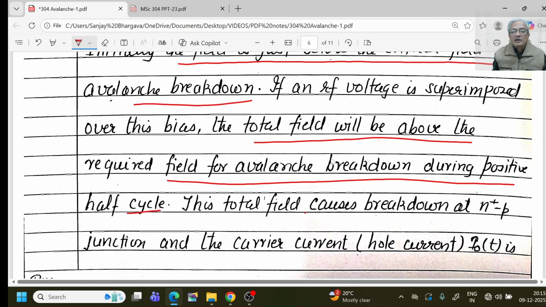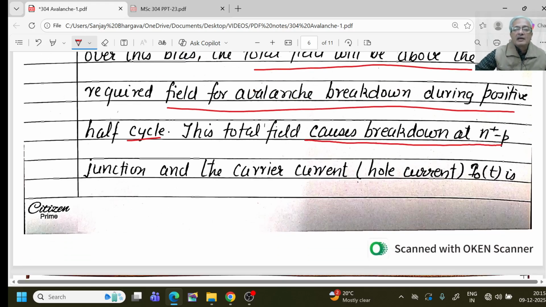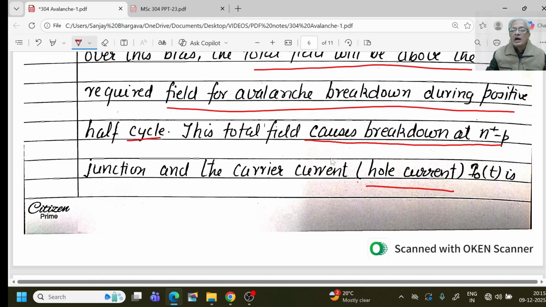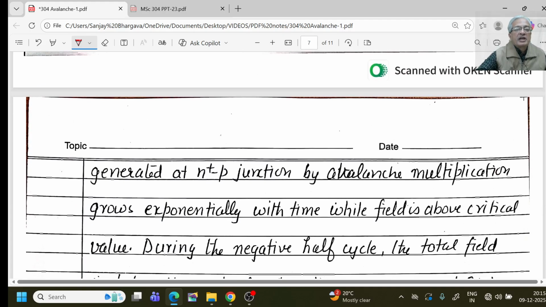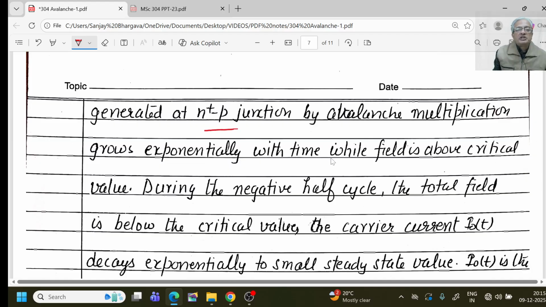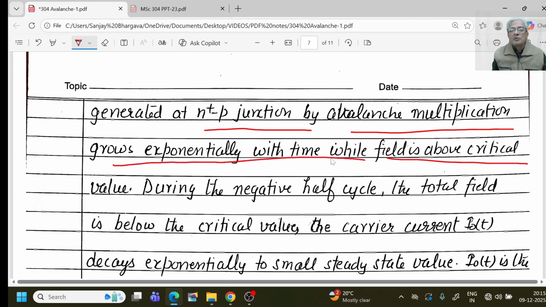The total field causes breakdown at N plus P junction and the carrier current, which is the whole current I0t, is generated at N plus P junction by avalanche multiplication, and it grows exponentially with the time while field is above critical value. जब तक फील्ड क्रिटिकल वैल्यू से ज्यादा रहता है, ये जो एवेलांच मल्टीप्लिकेशन के कारण करंट आती है वो टाइम के साथ एक्सपोनेंशियली ग्रो करती है.